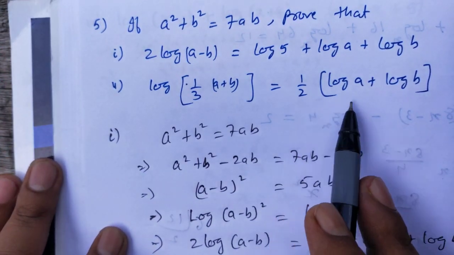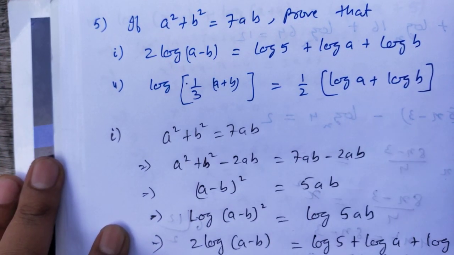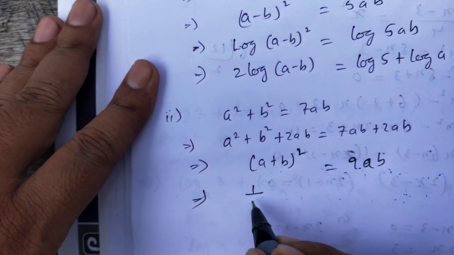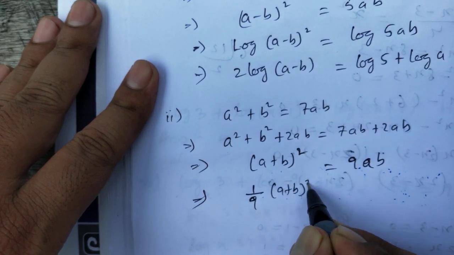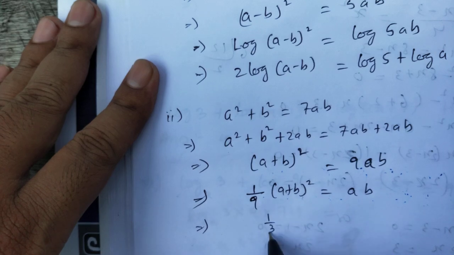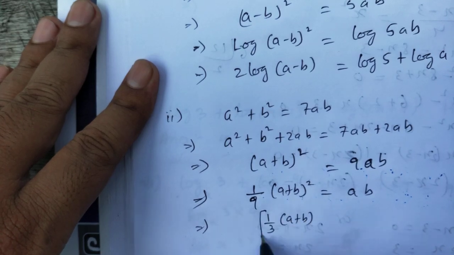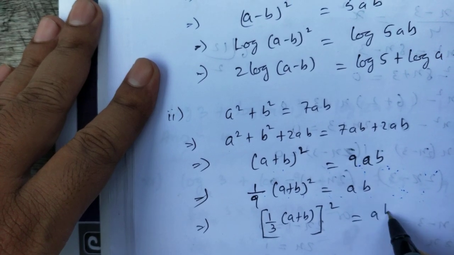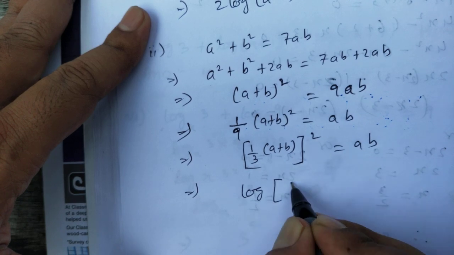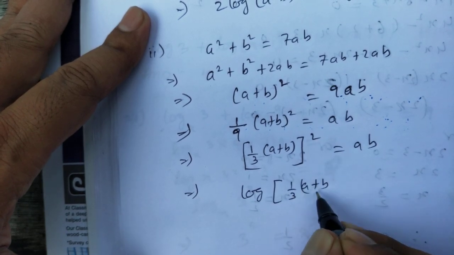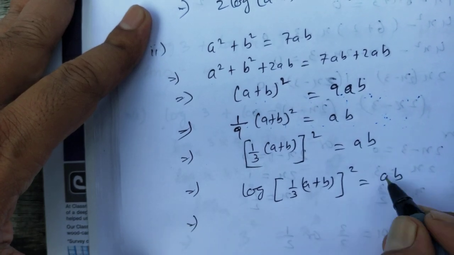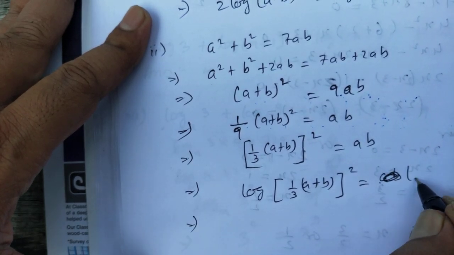See, right side we don't need 9. So we'll bring 9 here. If 9 comes down, it will be 1 by 9. A plus b whole square equal to ab. I'll make it whole square. 1 by 3 a plus b whole square equal to ab. Now we'll take log both sides. Log 1 by 3 a plus b whole square equal to ab. So sorry, log both sides means I have to take log here.